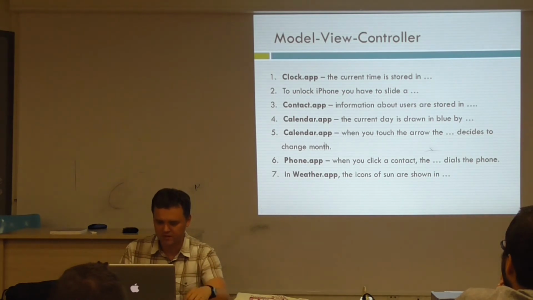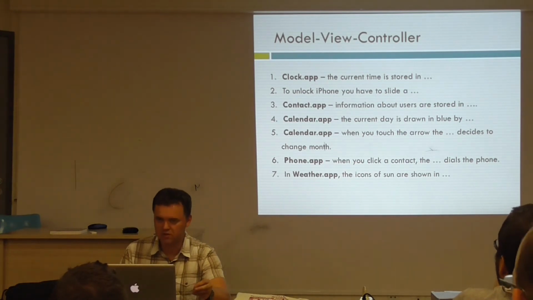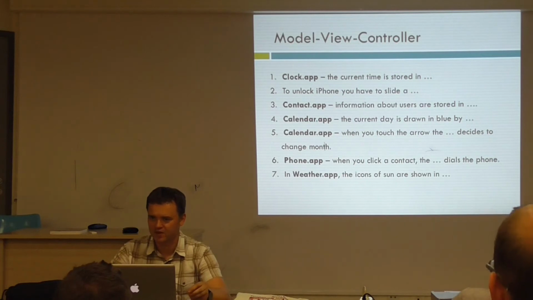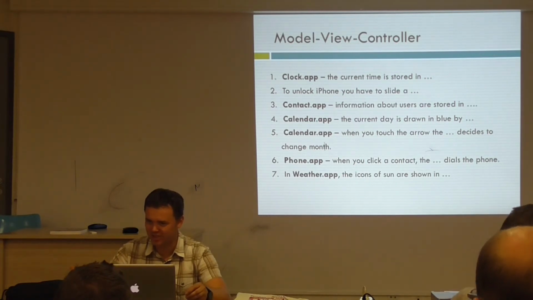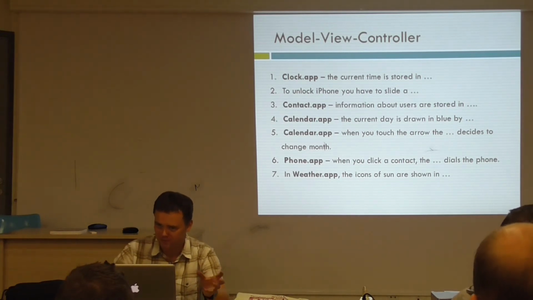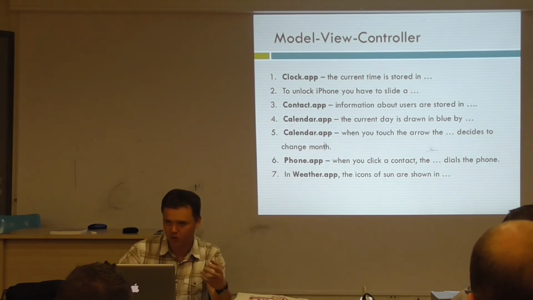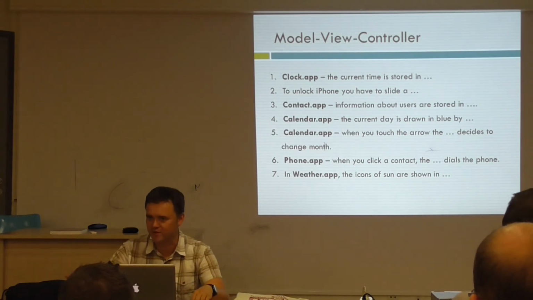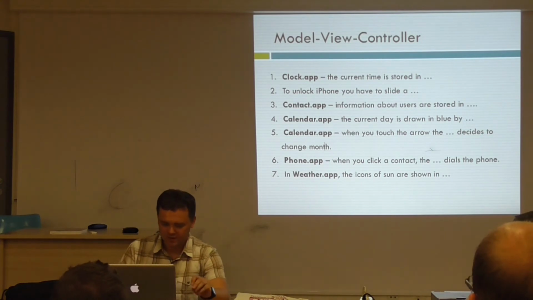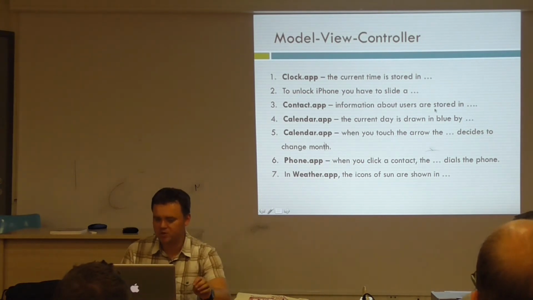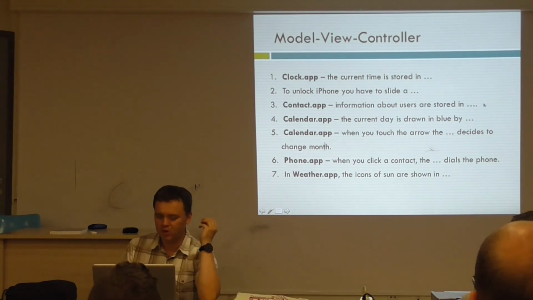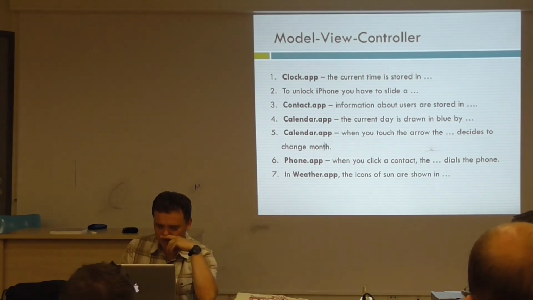To unlock the iPhone, you have to slide a slider. Yes, so what is it? It's model, view, or controller. Okay, not. You can see some view. So this is a view, because you can see that, okay, so you can press it. But if this view is associated with controller that is responsible to change some data, or do something, okay, change it to another view, okay, very good. Okay, contact application, information about users are stored in model, view, or controller. Okay.